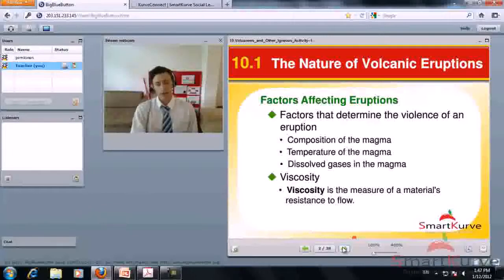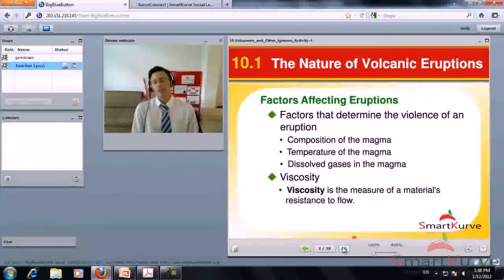Another factor, the next one being the temperature. How hot is that magma? Obviously, hotter magma is going to have faster moving molecules. They're going to be farther apart. There's going to be more pressure. And that lava is going to be more liquidy. As it cools, it's going to become solid. It's going to freeze. But hotter magma is going to be melted and liquid.